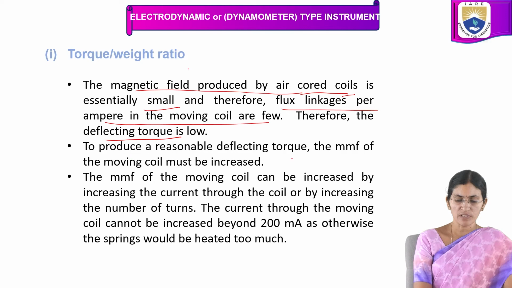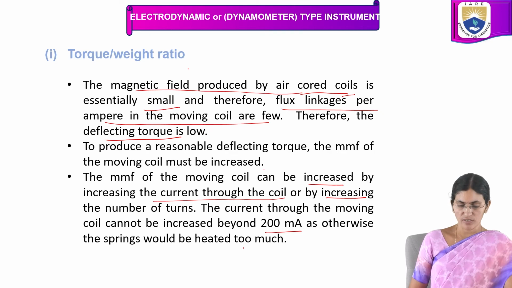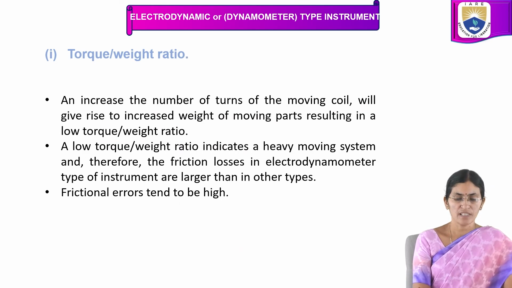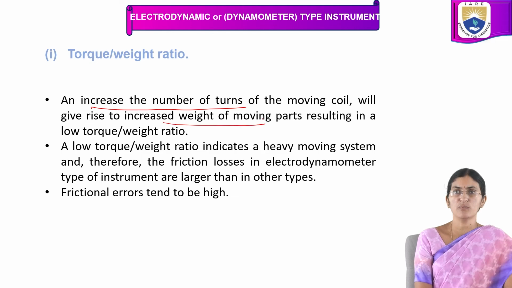So to produce a reasonable deflecting torque, the MMF of the moving coil must be increased. We can increase MMF by increasing the current through the moving coil or by increasing the number of turns. The current through the moving coil cannot be increased beyond 200 milliamperes, because the springs would be heated very much, since it is with the help of springs only that the current is entering into and out of the circuit. If we increase the number of turns, it will give rise to increased weight of the moving parts. So the weight of the system will increase, and that will result in a low torque to weight ratio.